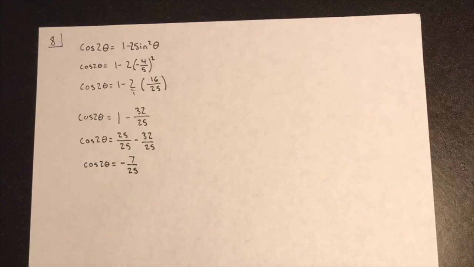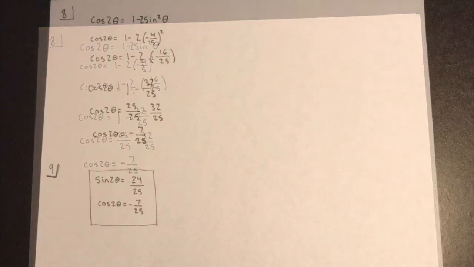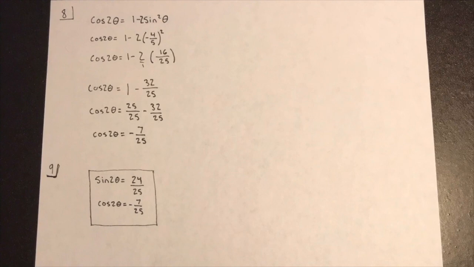into the problem. 1 minus 2 times negative 4 over 5 squared turns into 1 minus 2 times 16 over 25, which then turns into 1 minus 32 over 25. But since 1 can't be subtracted by 32 over 25, you turn 1 into 25 over 25 and subtract 32 over 25 from that, and you get negative 7 over 25 as your cosine 2 theta.